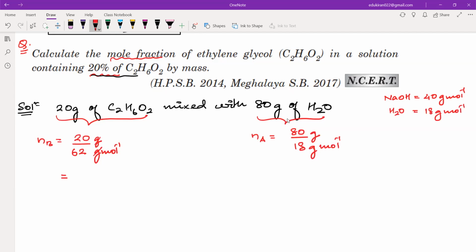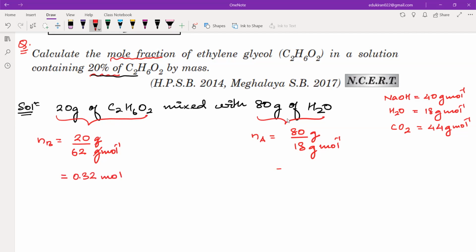Similarly, you should also remember CO2. Tell me, how much will CO2 be? How much is carbon? 12, right? 12 plus 32, how much is that? 44, 44 grams per mole. Okay, you should remember this for some molecules. So 20/62, you will get this as 0.32. Did anyone get it?